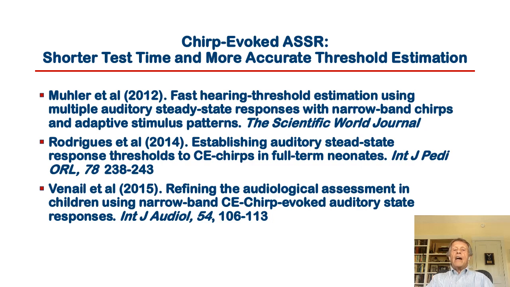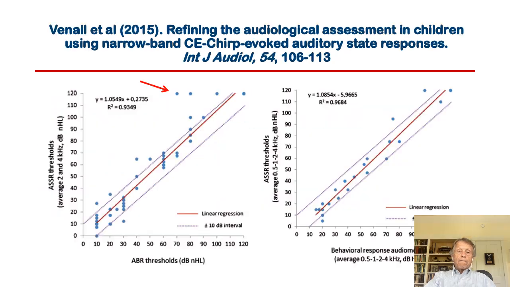So ask the manufacturers whether the ABR system that you're looking at has chirp stimuli, and then of course whether they can be used for ASSR. So here's a study, 2015, showing the correlation between ABR thresholds and ASSR thresholds, and then also ASSR thresholds and behavior thresholds.